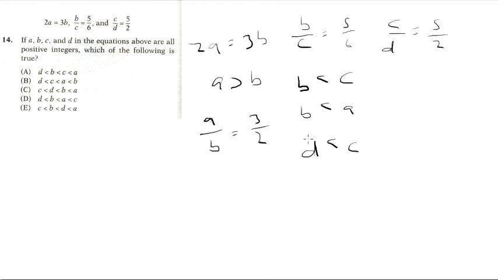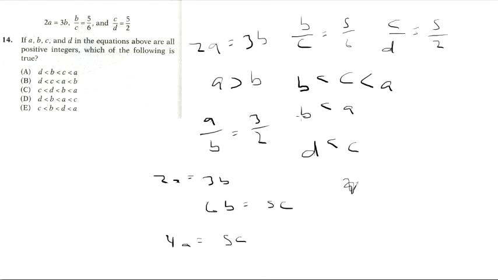So b and d here are kind of front runners for being in the beginning. If we say 2a is 3b and 6b is 5c, that's simply by cross multiplying. So that means that 4a equals 5c, because if we multiply this by two, it equals 5c. So that means that a is greater than c.